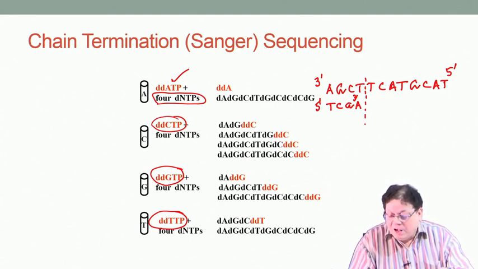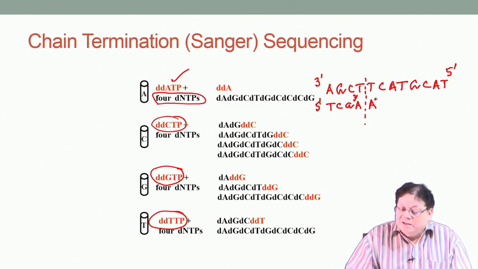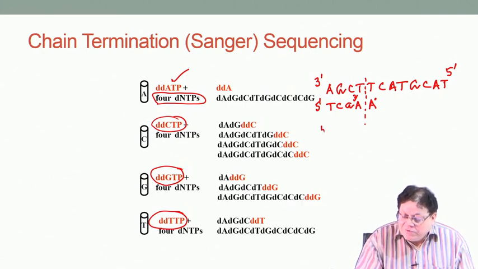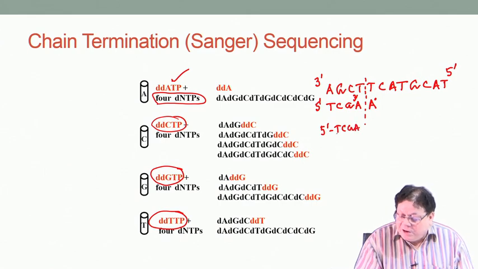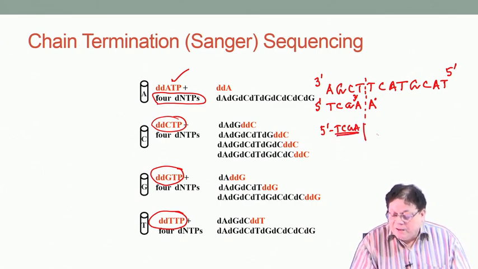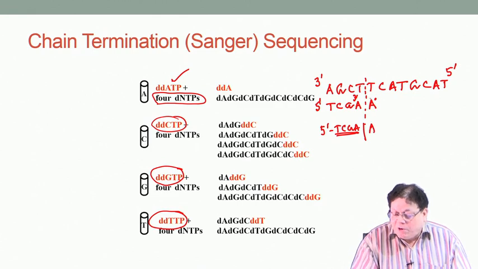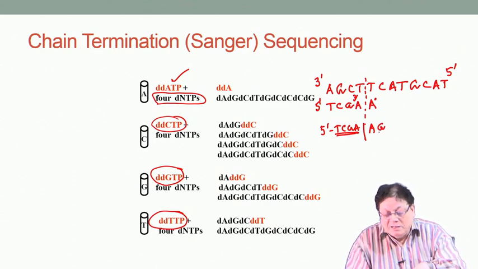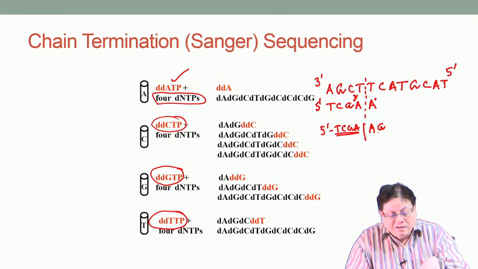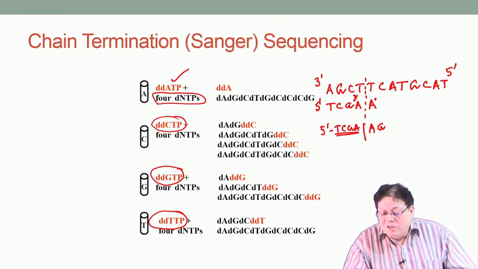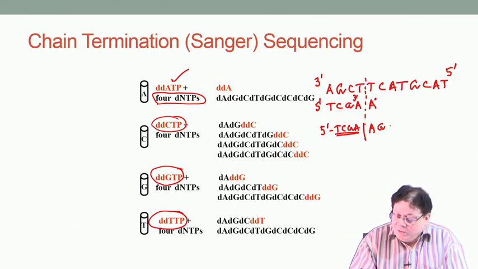What will I have? Because I have added ddATP, I will get a truncated chain like this, and then I will get 5 prime T C G A. This is the primer, and then the important thing: if the proper A is picked up, that means the deoxy ones, then it will proceed further, G. Now, this test tube does not have any ddGTP, so G will always be the right one that will be picked up.